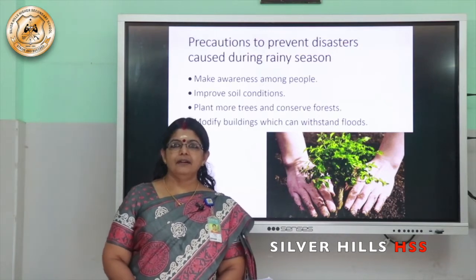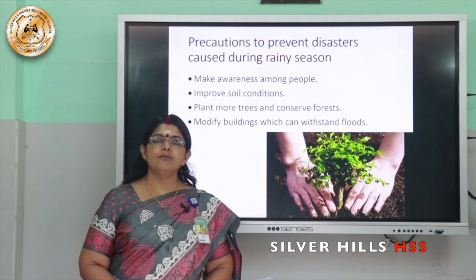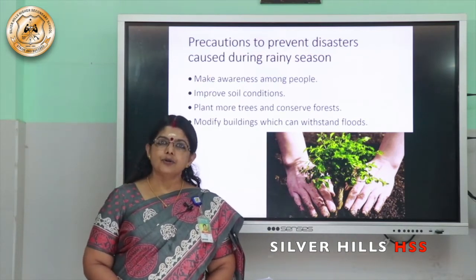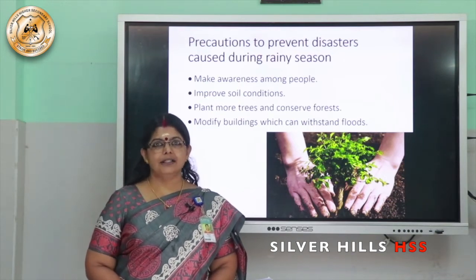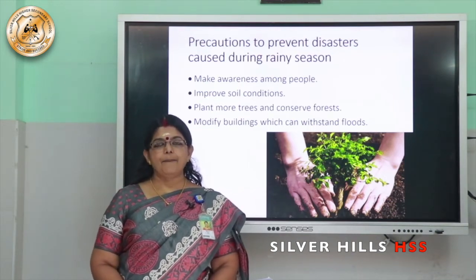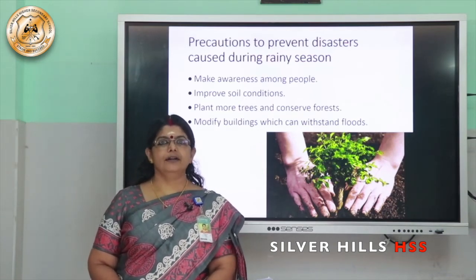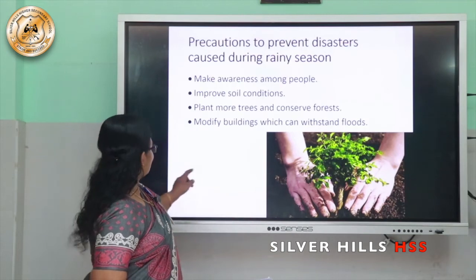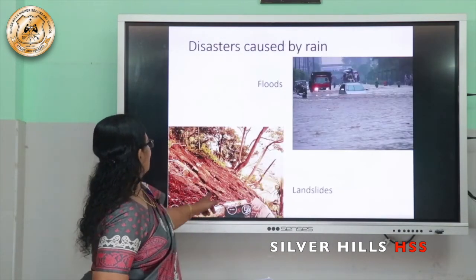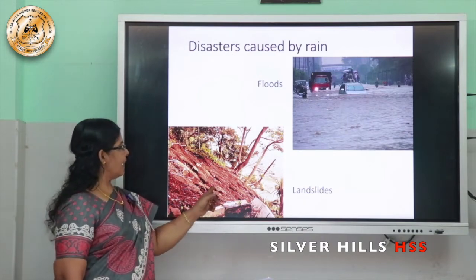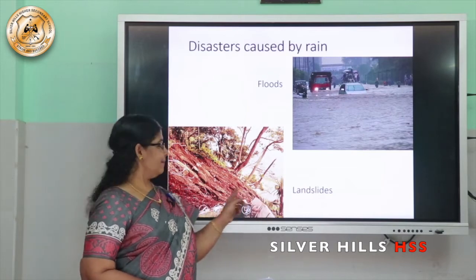First one, all are familiar with floods, isn't it? What is a flood? Floods mean too much water due to heavy rain or overflowing rivers. So what will happen? You can see everywhere full of water. Then landslide. What is the meaning of landslide? Landslide means topsoil sliding away.